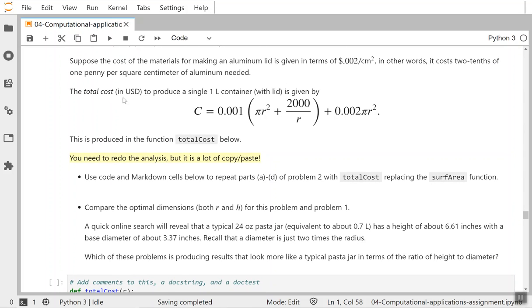The total cost in US dollars to produce a single 1 liter container with a lid is now given by this function.